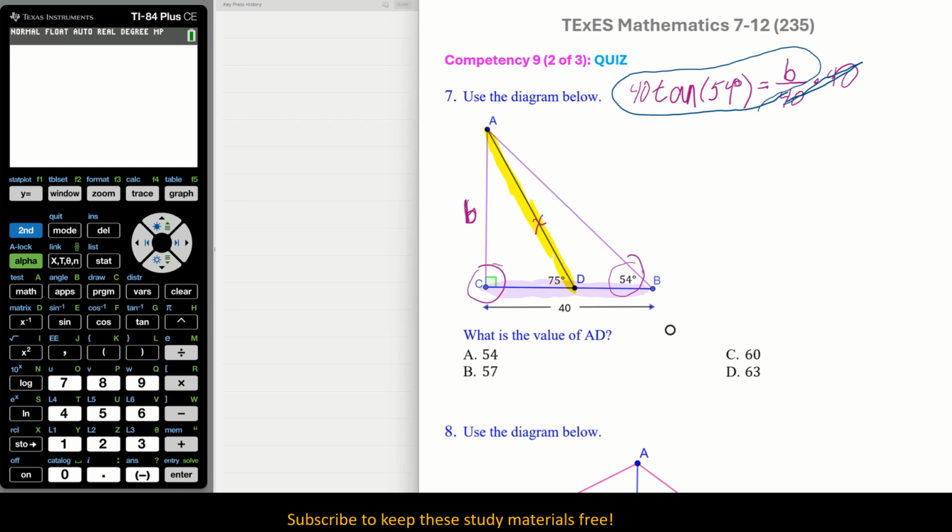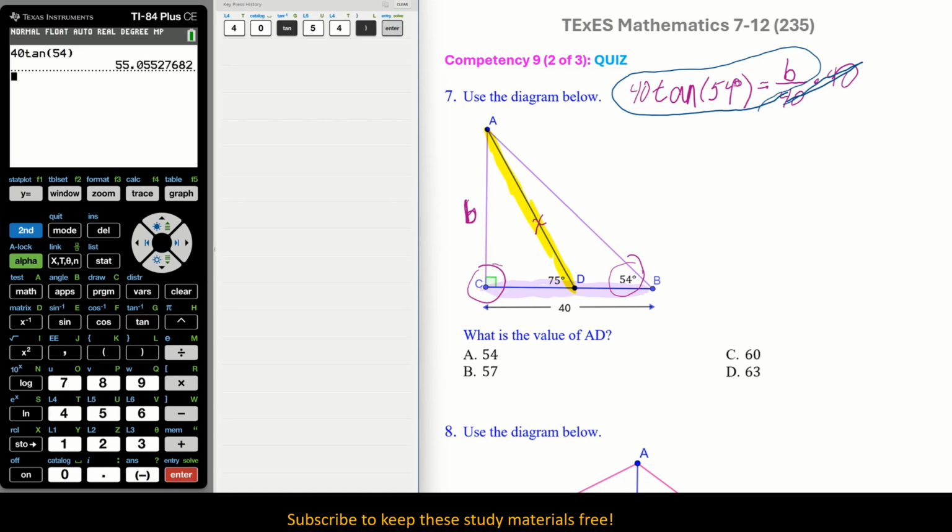Now that that's been said, we have 40 tangent of 54. Let's press enter. That means here we have 55. I'm going to round that to 55. I don't always like rounding, but I think in this situation that'd be okay. So that distance is 55.